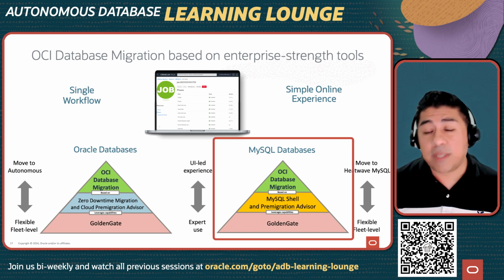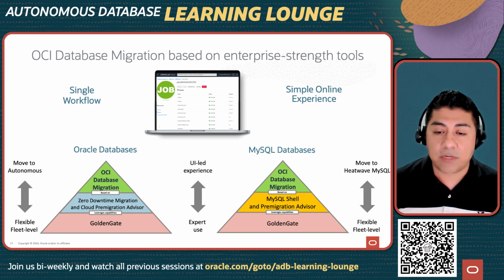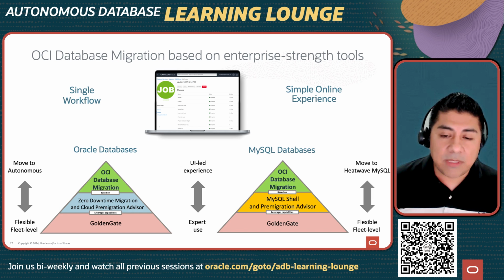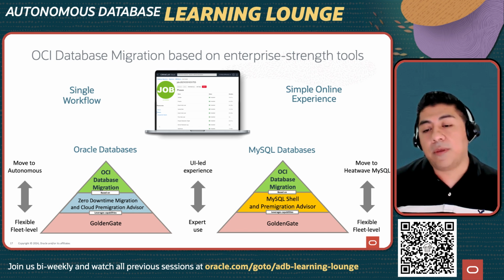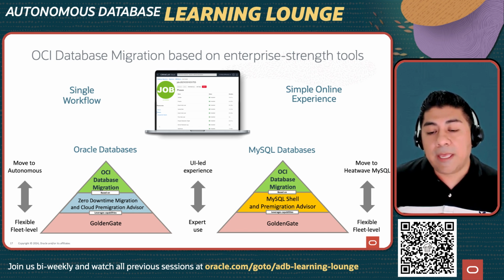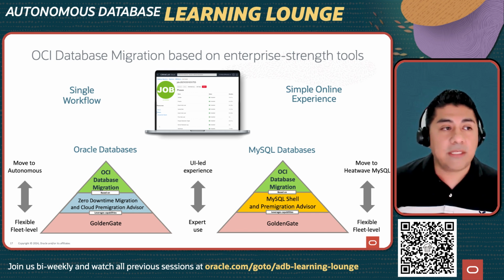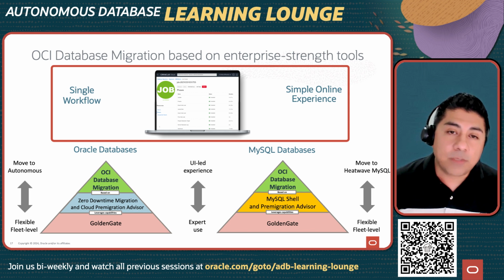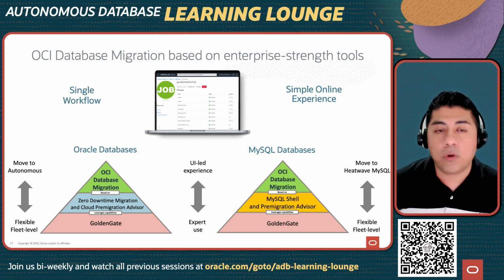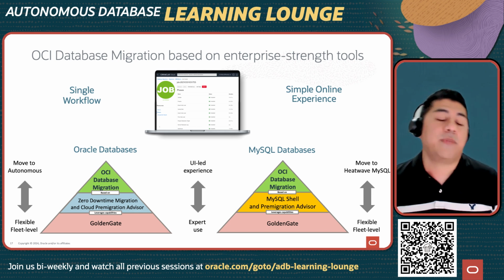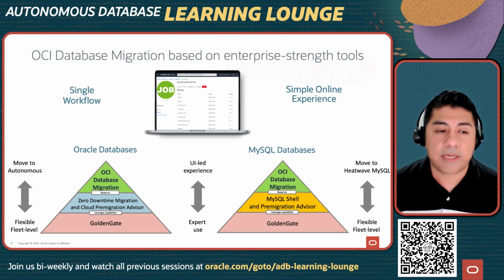On the right-hand side, you can see that this is for MySQL. We have MySQL Shell, which is taking care of the orchestration, and also the pre-migration advisor, which is an implementation of the MySQL Shell advisor. At the bottom, you can see also GoldenGate, which is taking care of the deltas, like in Oracle. And on top of that, you have what DMS has done. So you can see a user interface, which the user basically needs to press a button and progress through the workflow. But the experience is the same. It's just the technology changes behind the scenes.